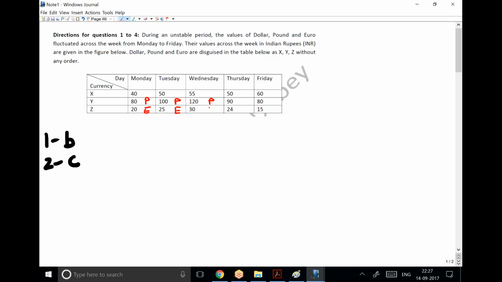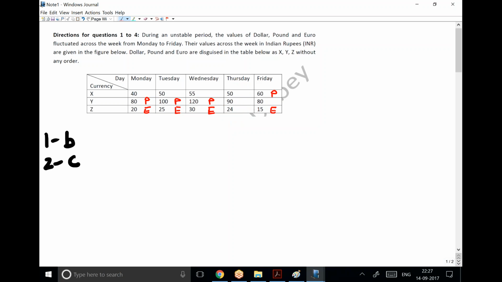Again also this comes out to be pound and euro. But on Thursday, if you see, there is no ratio which is giving us 4:1. So 4:1 definitely we will not get on Thursday. But on Friday, if you see, pound and euro, this is the ratio which is given to us.